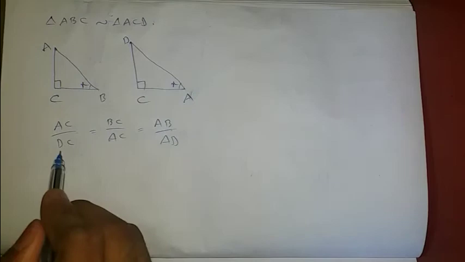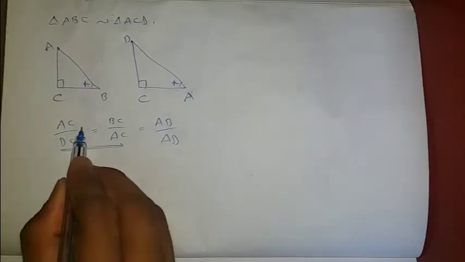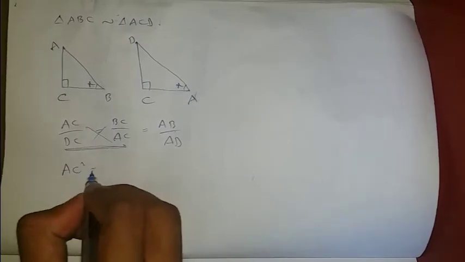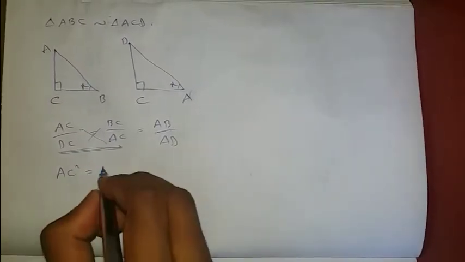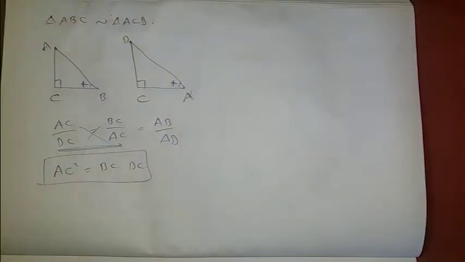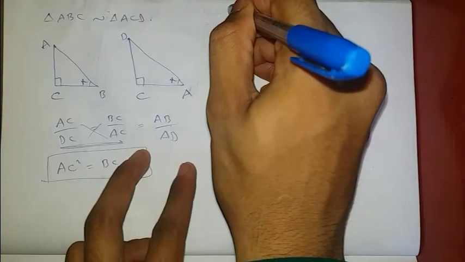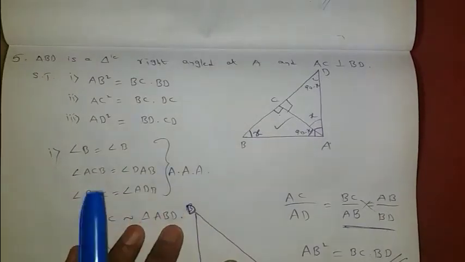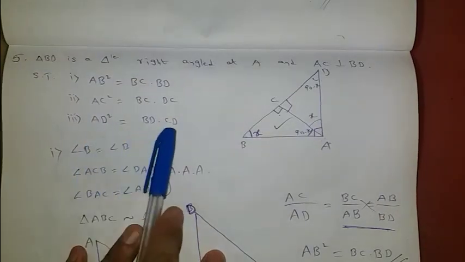Okay, now I will take these two. If we cross multiply AC into AC, AC square is equals to BC into DC. Hence proved. Next, in this only again one more third question is there. What is the third question? AD square equals to BD into CD.